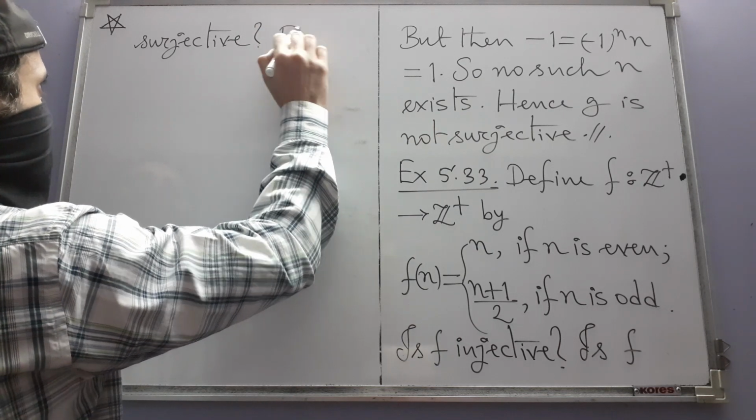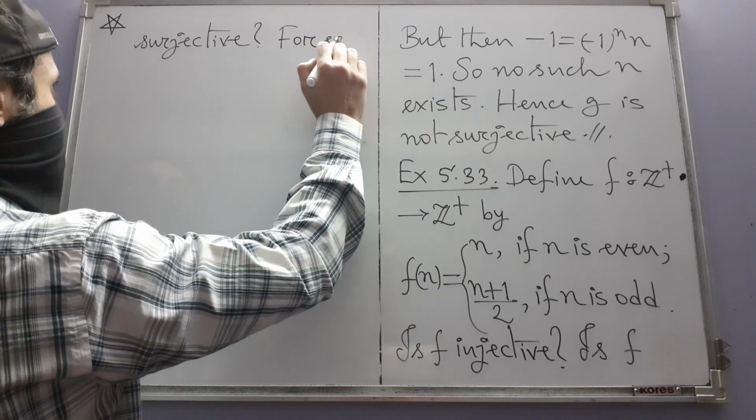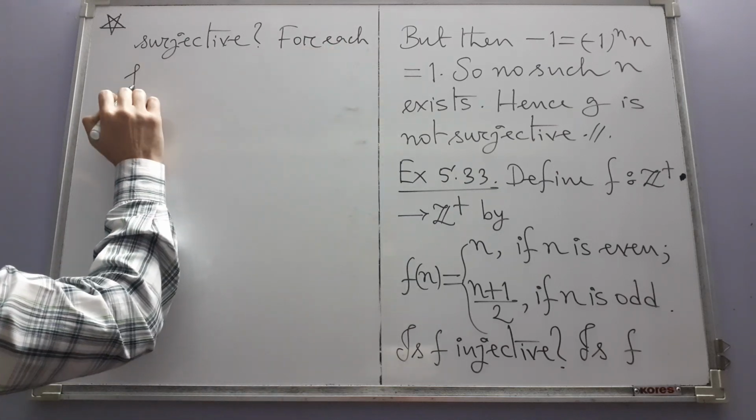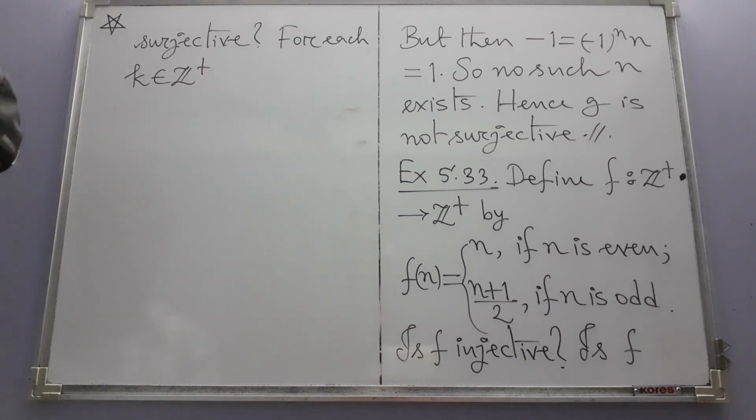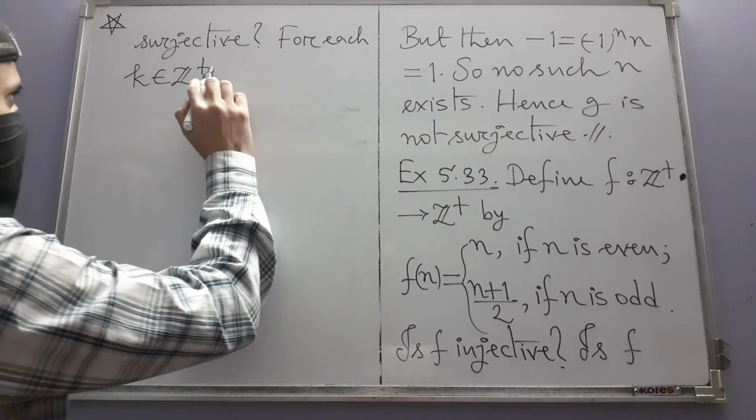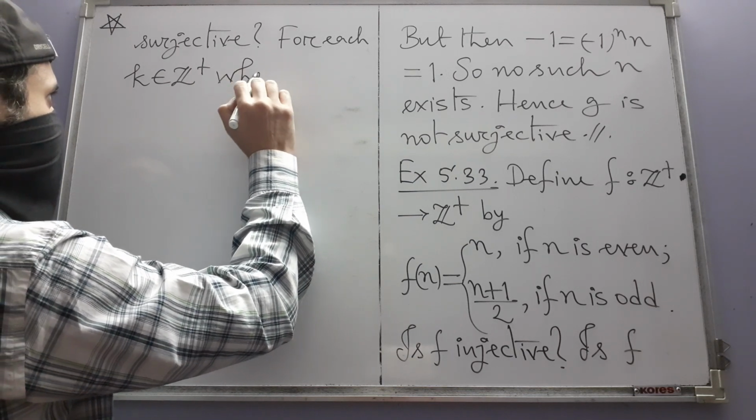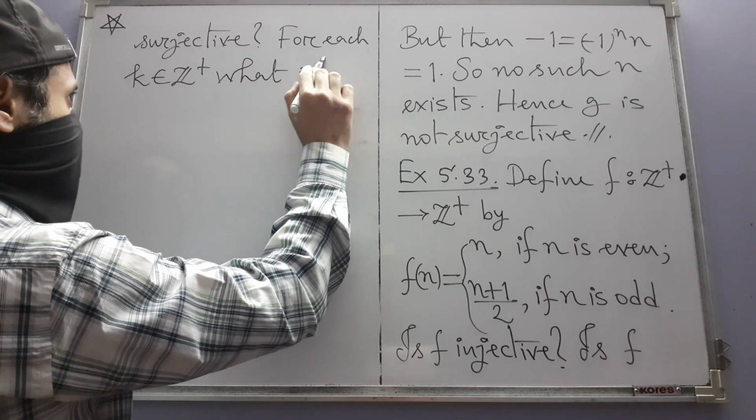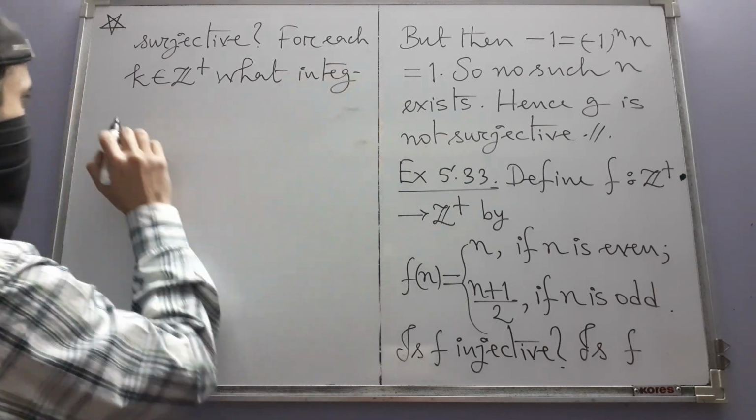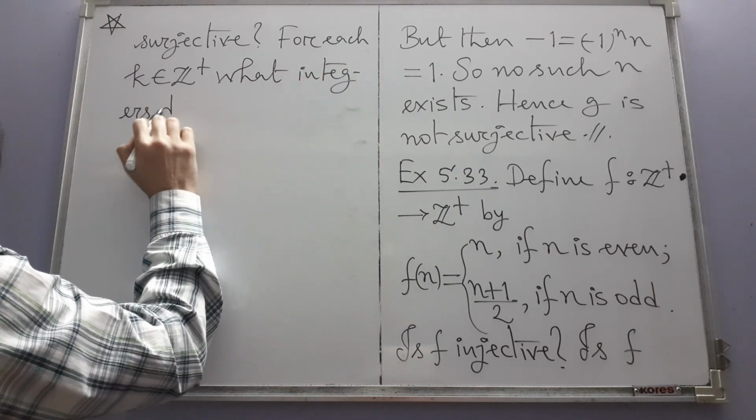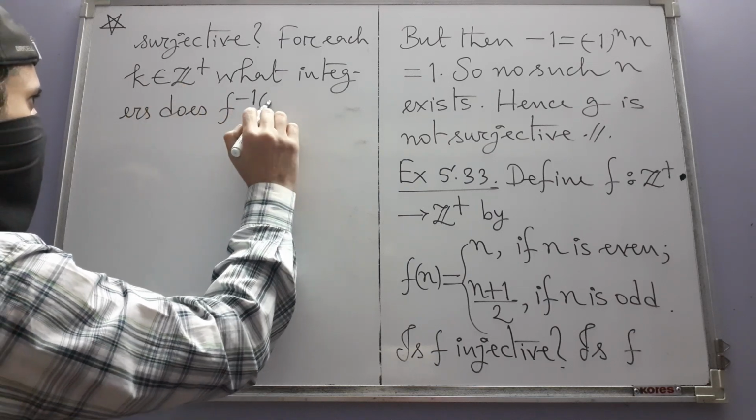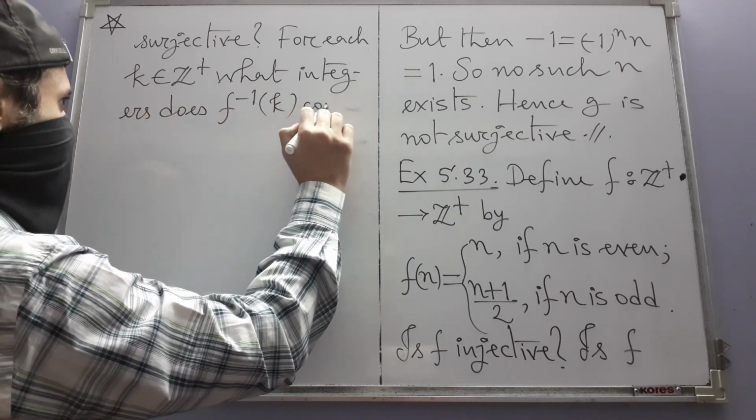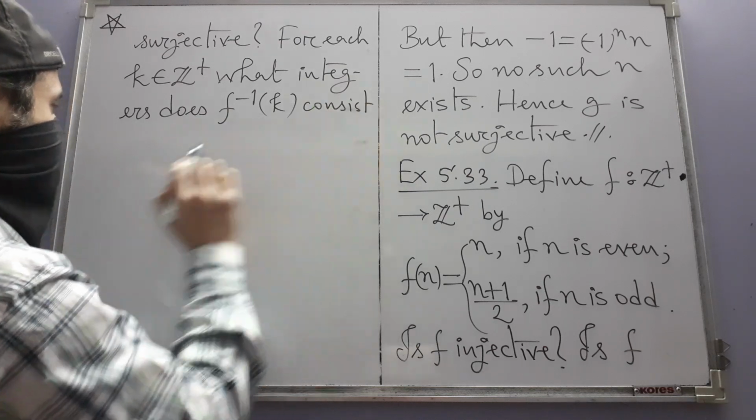And there is a third part also. For each positive integer k, what integers does this set f inverse of k consist of?